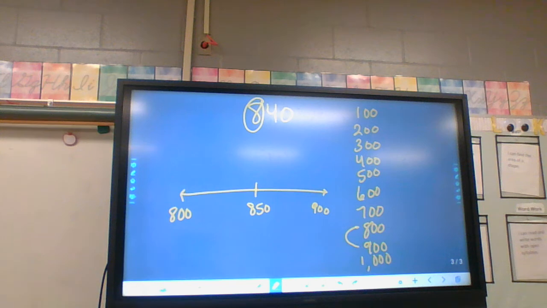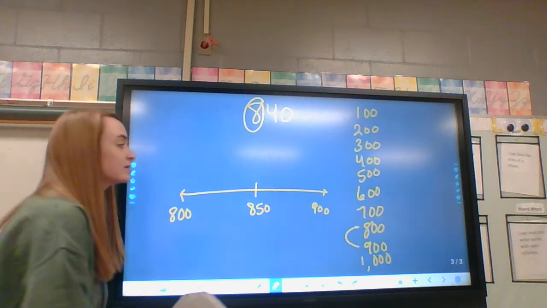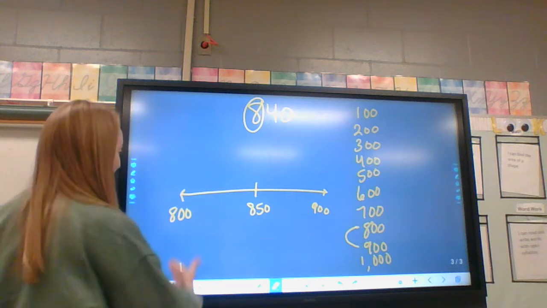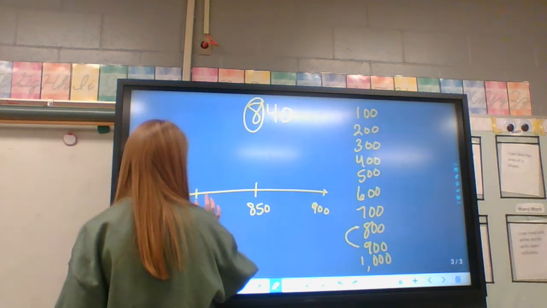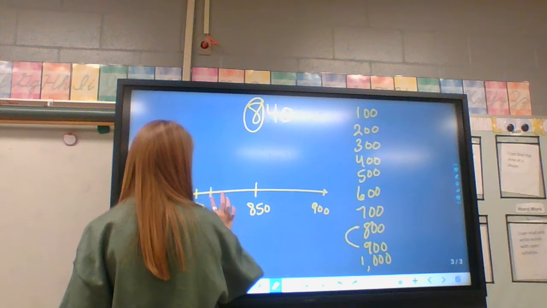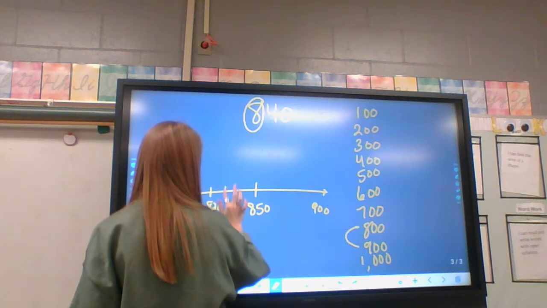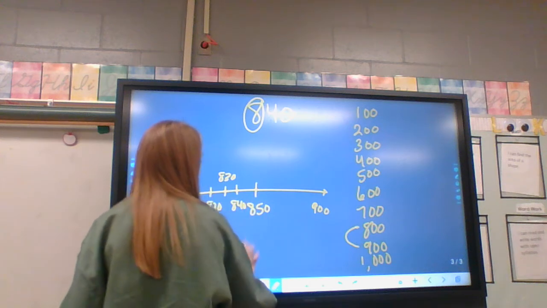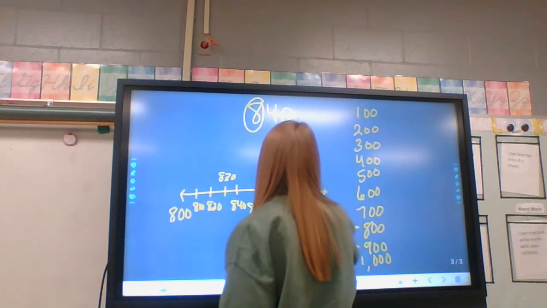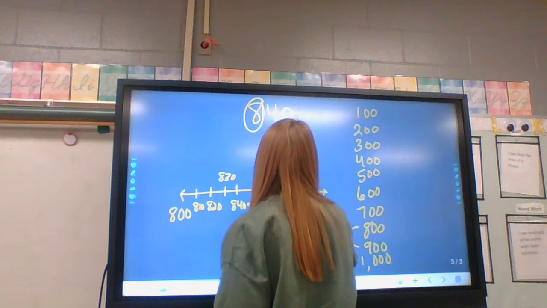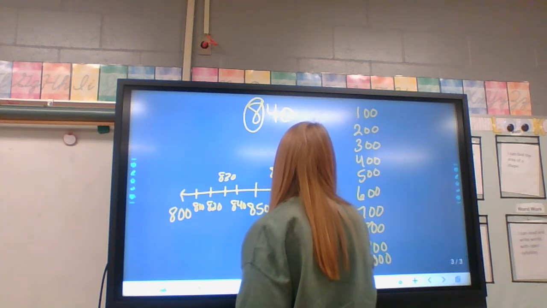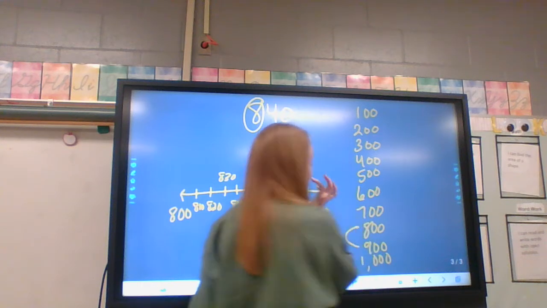So now let's go ahead and fill out the rest of our number line. So when I'm rounding by the hundreds place, I'm going to count by tens to fill this out. So I'm going to have 810, 820, 830, 840, 850 is my middle point, 860, 870, 880, 890, and then 900.